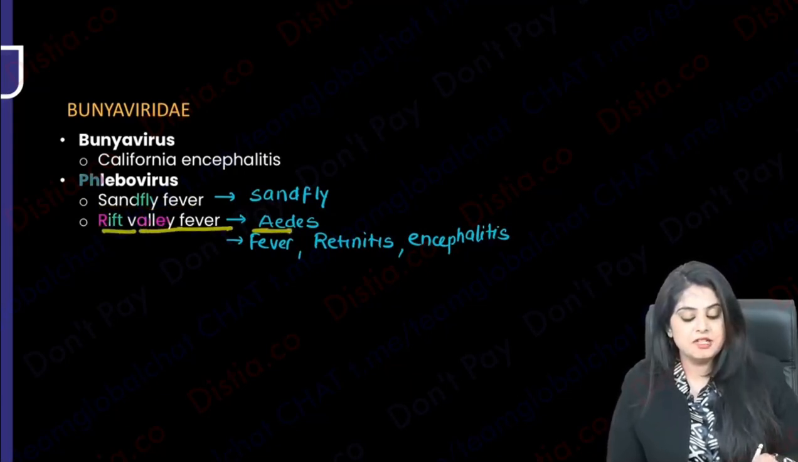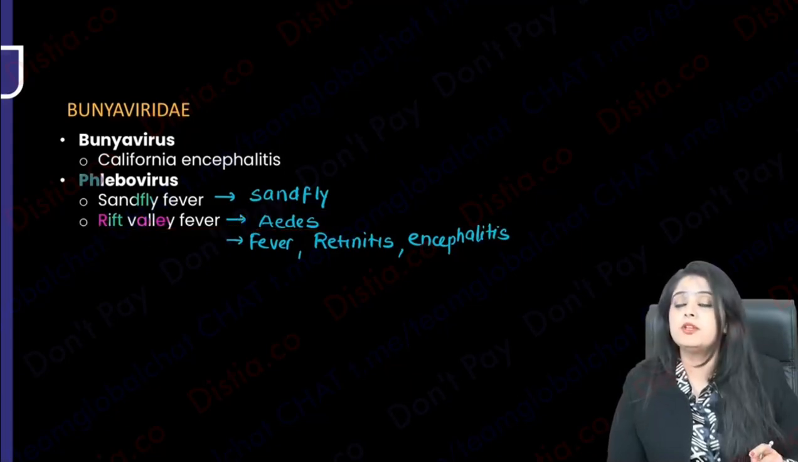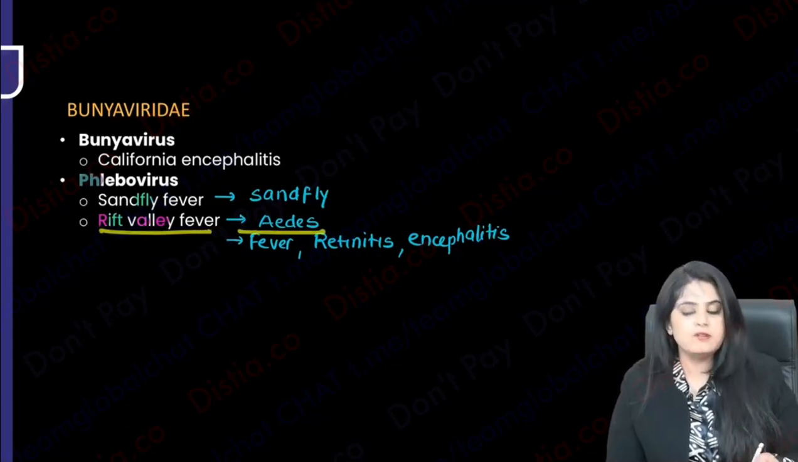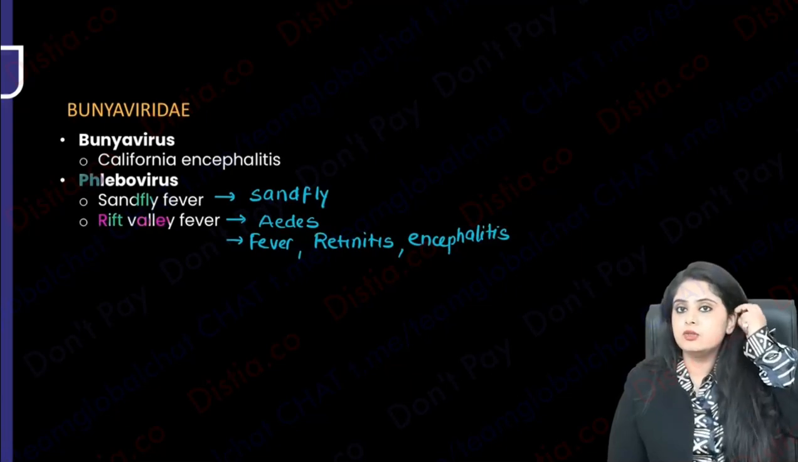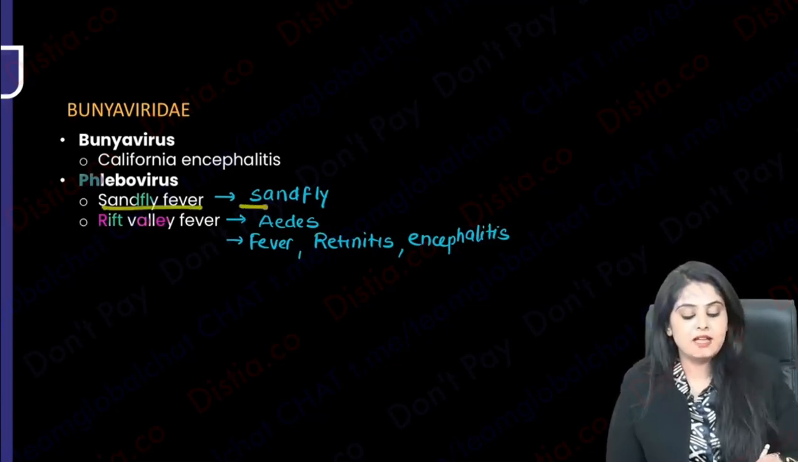Rift Valley fever is going to be again by Aedes, and I'm going to give you a mnemonic in the end for Aedes, which is going to make it very simple. So for the time being, for Aedes, just keep going. For others, I'm telling you the mnemonic. So remember, sand fly fever is of course by sand fly, Rift Valley is by Aedes.